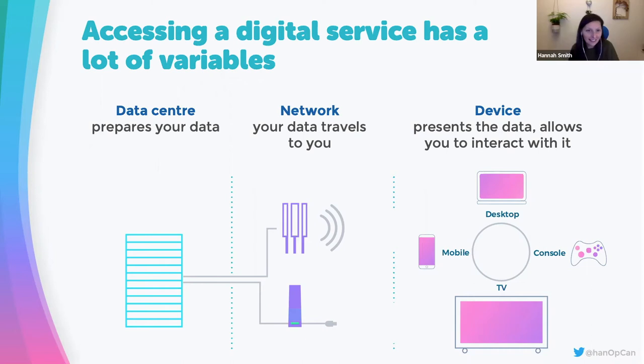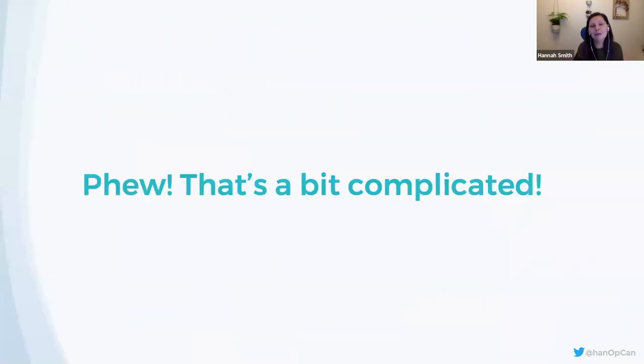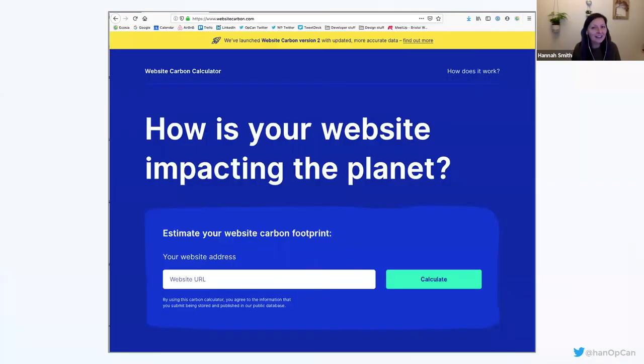And then the device itself. So different devices draw or burn different amounts of electricity to do the same thing. So for example, a television or a big screen will use significantly more energy than your phone. So there are huge amounts of variables here, and it is all a bit complicated. And I have a degree in computer science, and I still find it incredibly difficult to figure out how to measure this stuff. But thankfully, there are some wonderful developers out there who are creating some really useful tools to help us. This is one of the first ones I'd like to introduce to you.